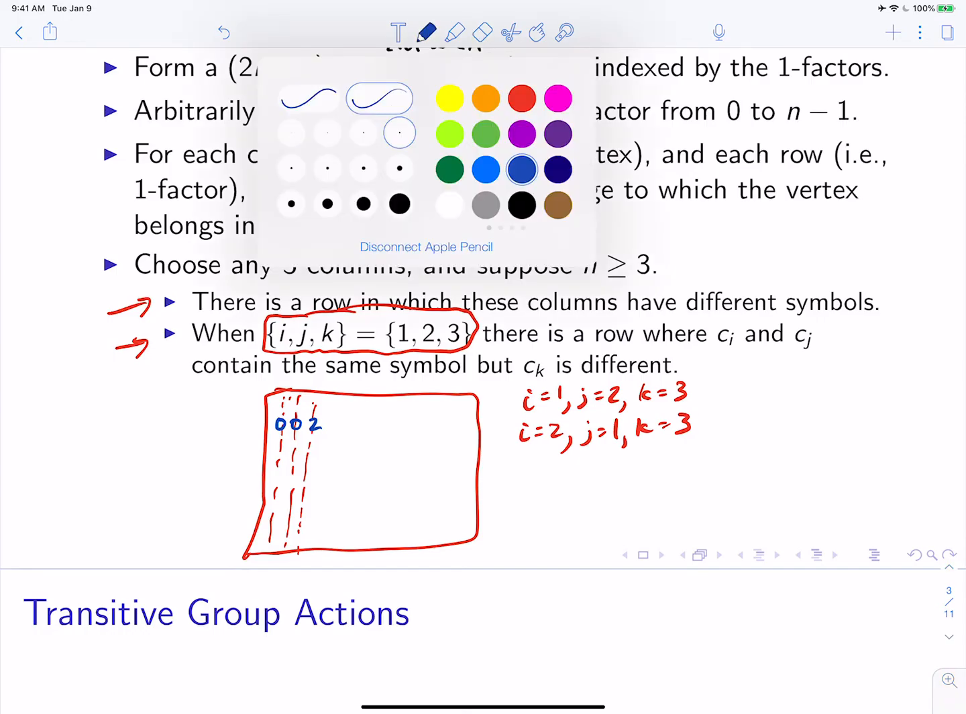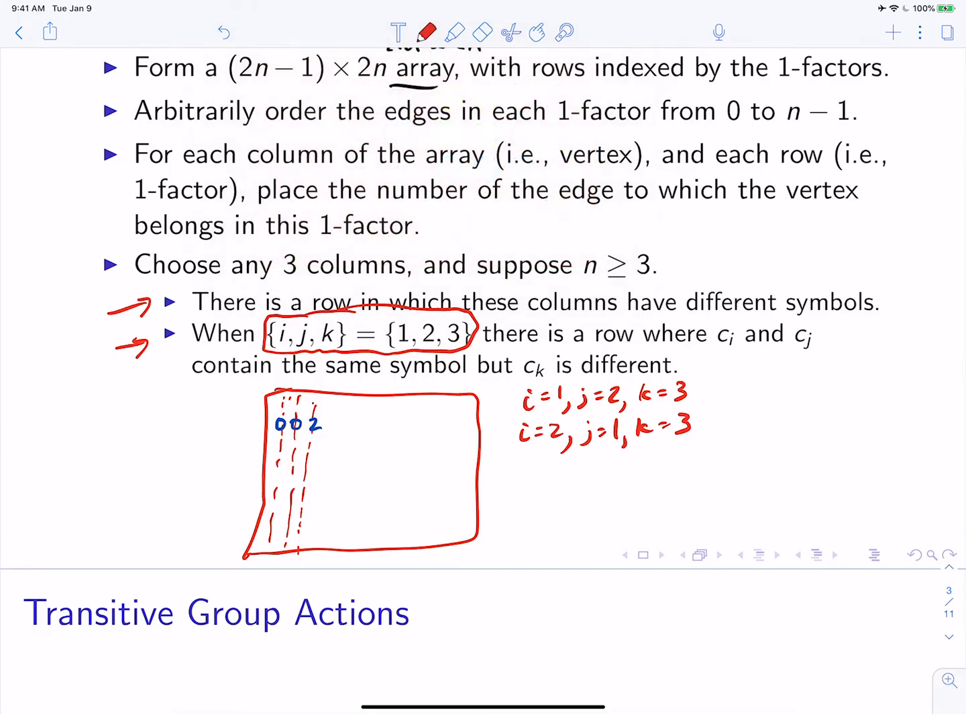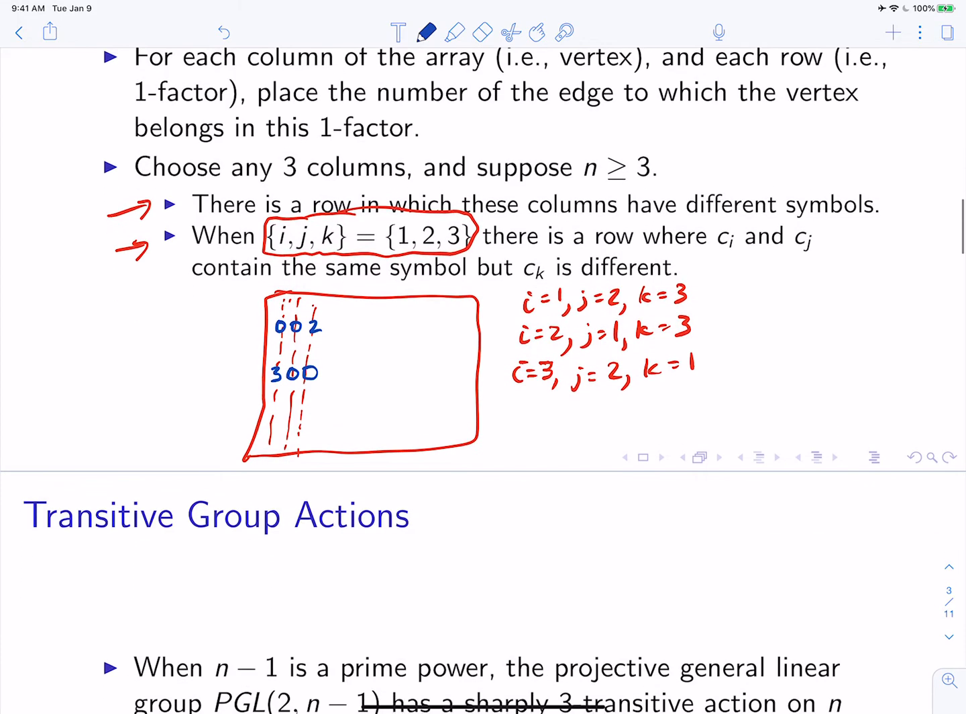So maybe let's instead look at a different example where i is 3, j is 2, k is 1. So this says that columns 3 and 2 have the same value, maybe in a different row. Actually, it has to be a different row. And k, which is the first column here, has a different value, let's just say 3. So that's what we can guarantee about this array. We can't necessarily guarantee any more out of this.